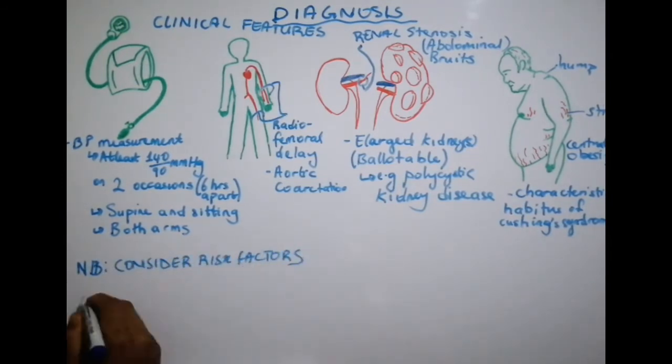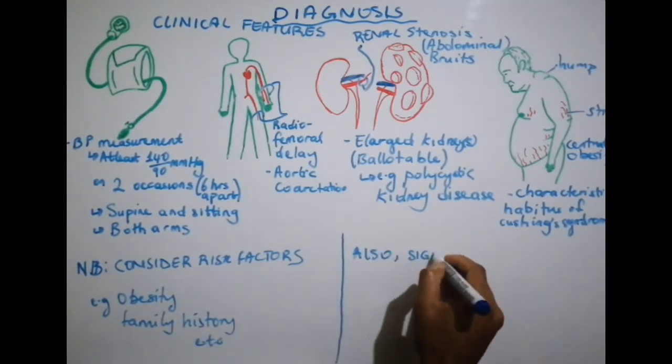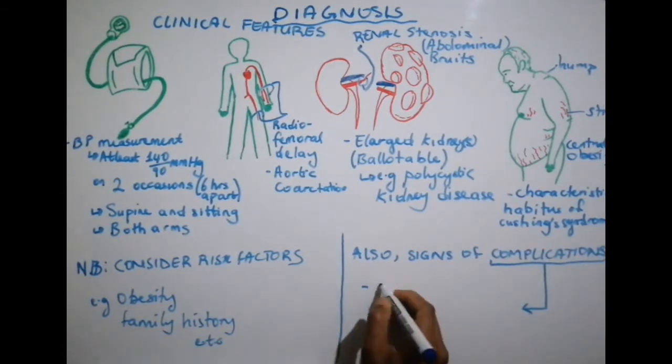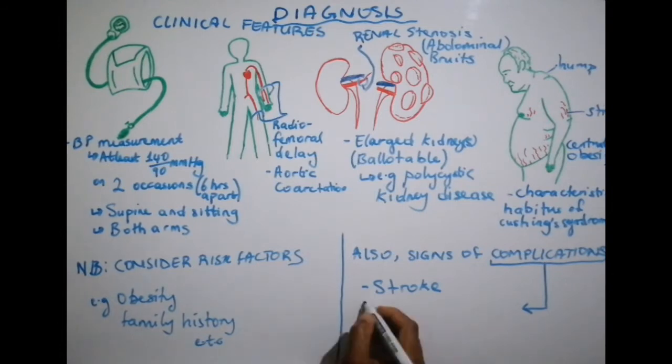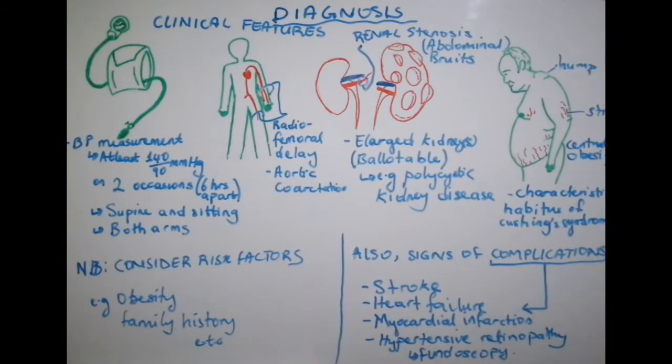Also, consider risk factors such as obesity and ethnicity, which can be seen on physical exam. Also, signs of complications are important to note, such as in stroke, where we can see facial deviation; in heart failure, we can have crackles; myocardial infarction; hypertensive retinopathy, where we will see the characteristic changes on fundoscopy.